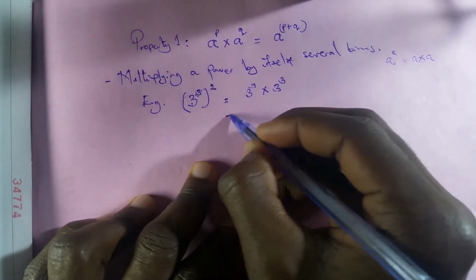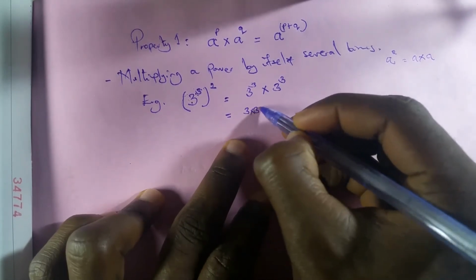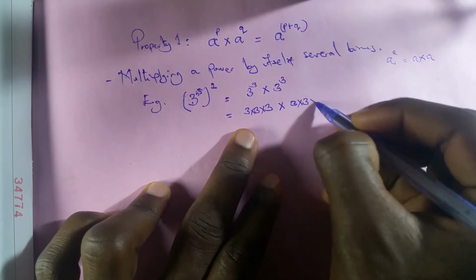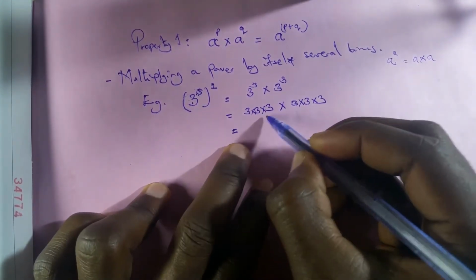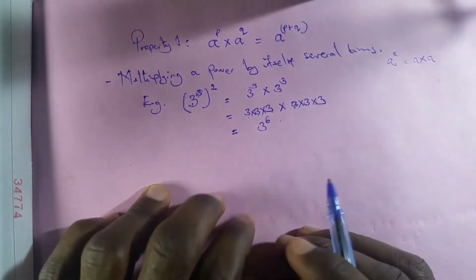Now the result here, in our normal way that we had been doing before, is 3 times 3 times 3 for the first one, then times 3 times 3 times 3 for the second one. What does it mean? We're going to have something like 1 2 3 4 5 6. So 3 is multiplying itself 6 times.